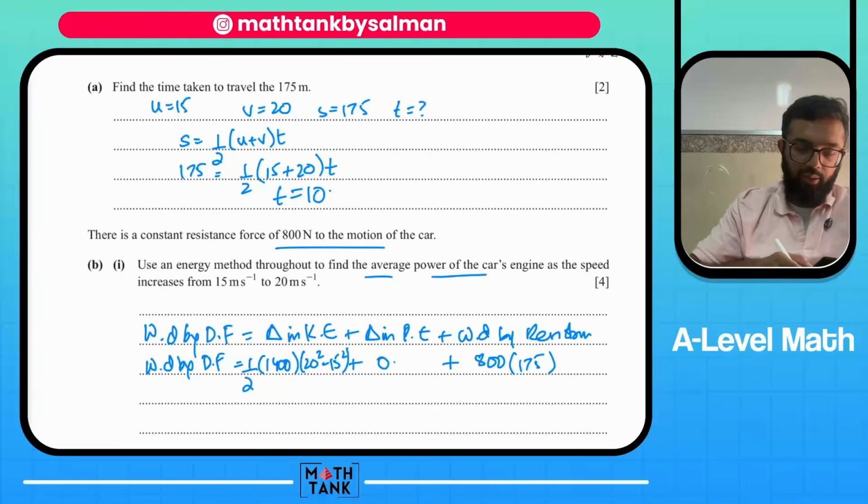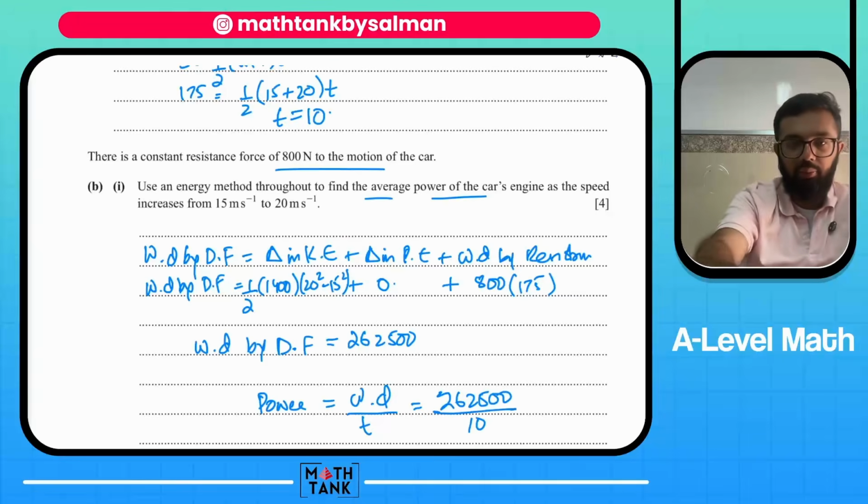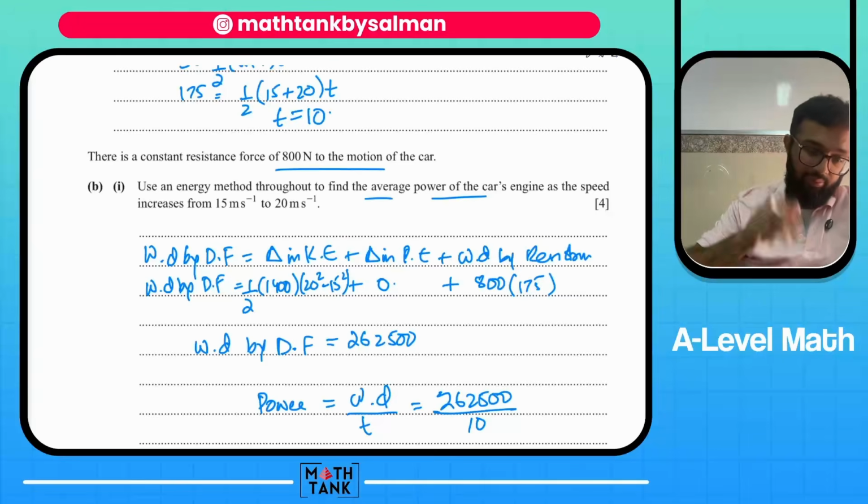So 20 square minus 15 square into 1400 divided by 2 plus 800 into 175. Okay. So work done by driving force is 262,500. Now, if you remember the power formula, power equals work done upon time. So 262,500 divided by the time that I got from the previous answer. So divide by 10. So 26250 watts.